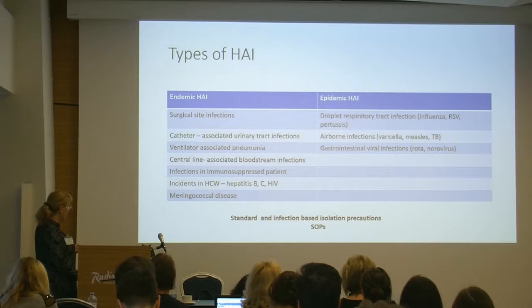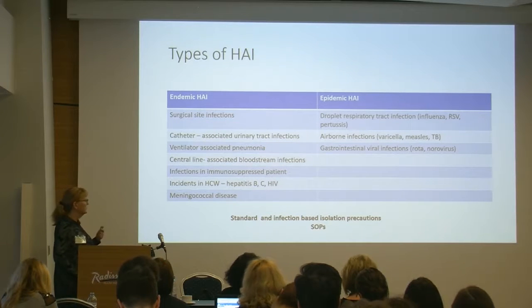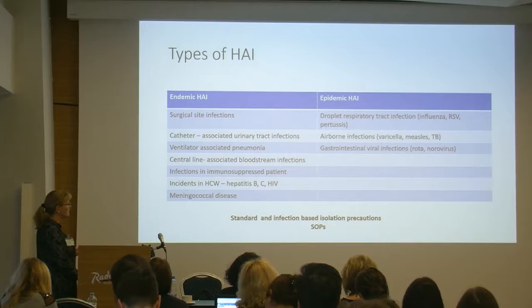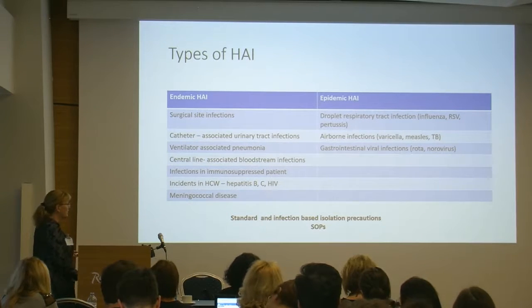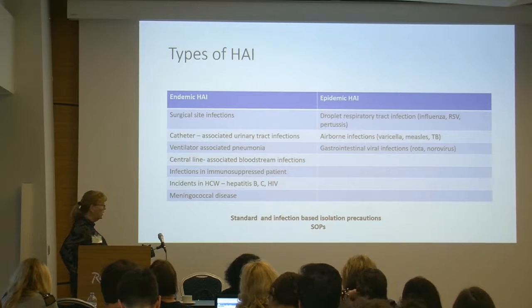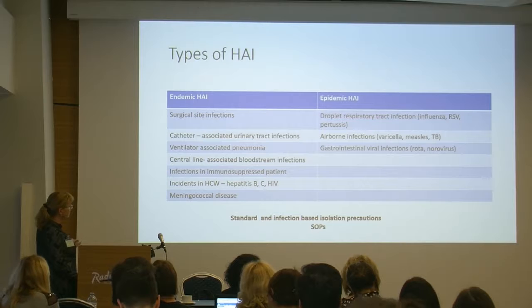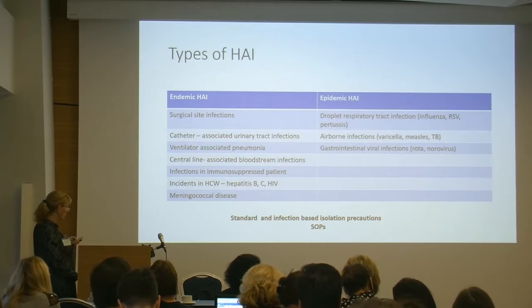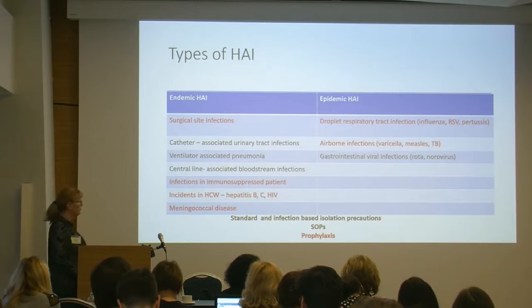We know that we have endemic infections, we talked about yesterday, today, and we have epidemic infections, usually transmitted with droplets like influenza, RSV, pertussis, airborne infections, which can be quite a problem, and gastrointestinal infections. For all of these infections, you have to have standard infection prevention control. You have to have written SOPs for the prevention of all these infections. And sometimes you can also do prophylaxis.